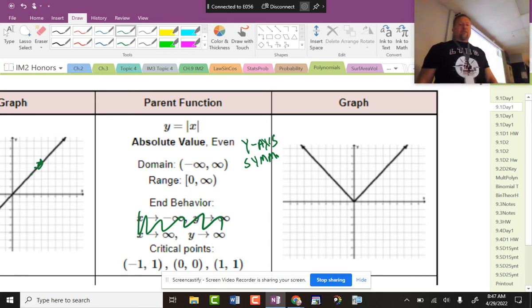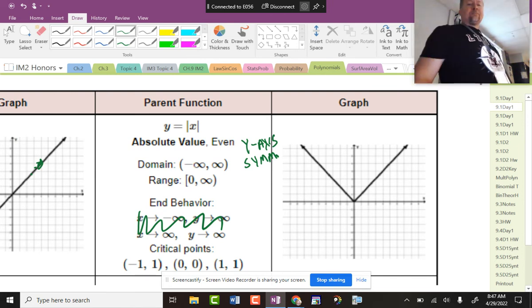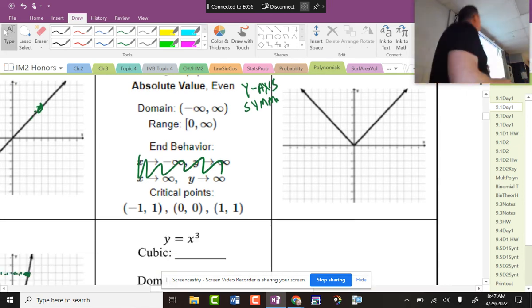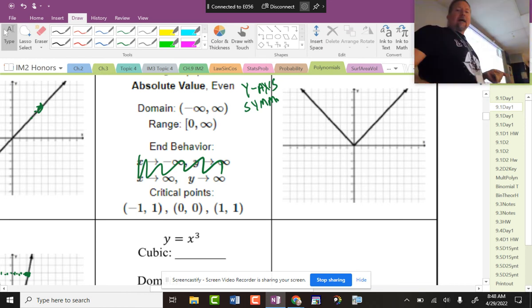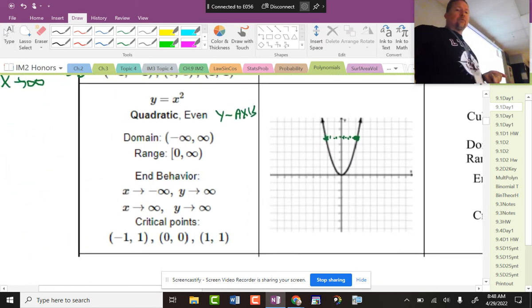So that affects the range. Just pay attention to that. Critical points are probably a little bit better. You want to know where the, quote, vertex is. And then these two points establish the V-ness of what's happening there. Very simple to do.